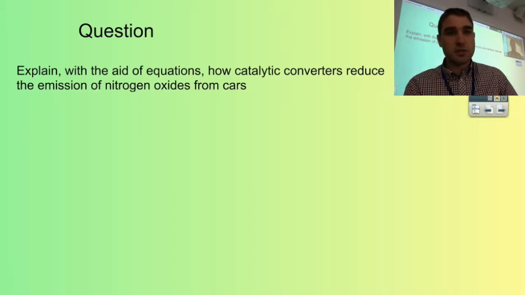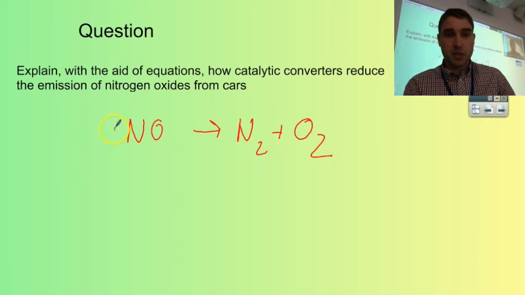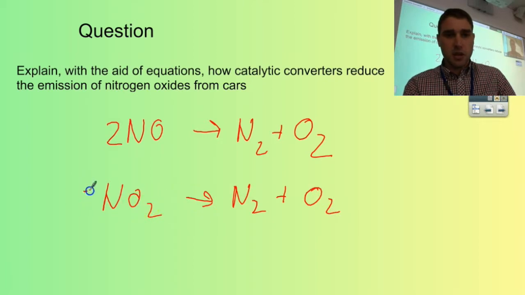So we've got a question here. It says, explain with the aid of equations how catalytic converters reduce the emission of nitrogen oxides from cars. So we'll start with the equations. So we had nitric oxide going to nitrogen plus oxygen. So we'll have two of those, and we had nitrogen dioxide going to nitrogen plus oxygen. We had two of those and two of those. So there's our equations. So how do catalytic converters reduce the emission of nitrogen oxides from cars?